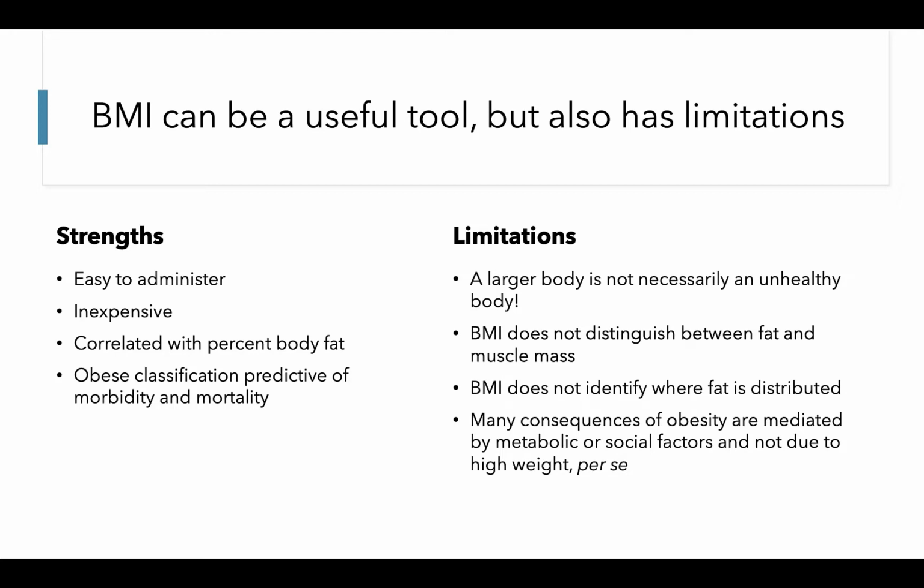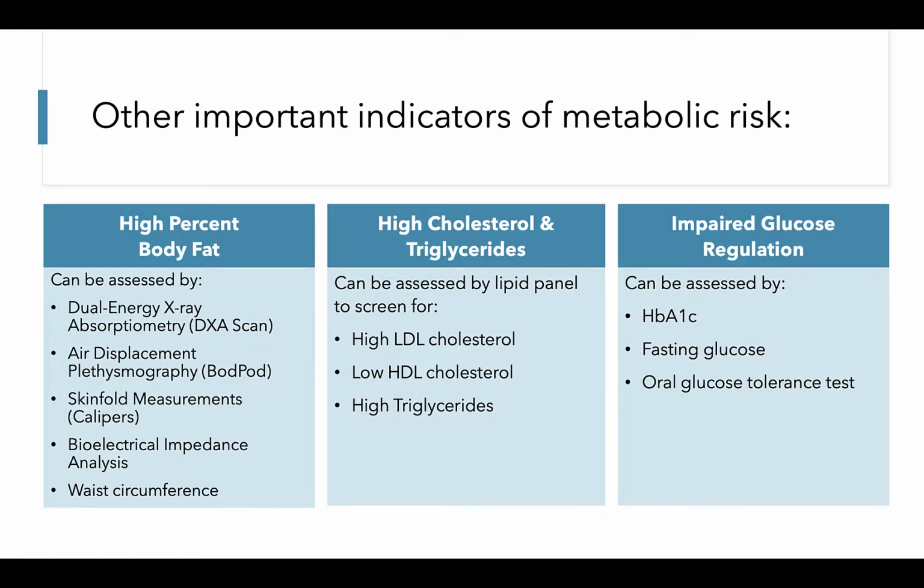In addition, many of the consequences of obesity are mediated by metabolic or social factors and not higher weight per se. So it's important that we obtain additional measures of metabolic or behavioral risks that would provide a better understanding of whether that individual is in need of support and what support is appropriate. Other important indicators of metabolic risk are more robust measures of body fat and metabolic health. So if an individual has a BMI that's classified in the obese categories, we would want to follow up with some of these additional assessments.